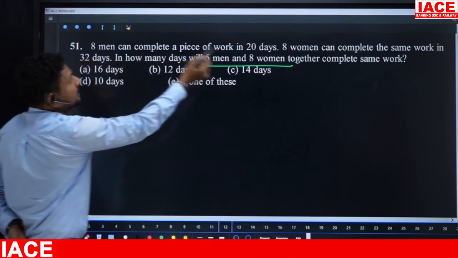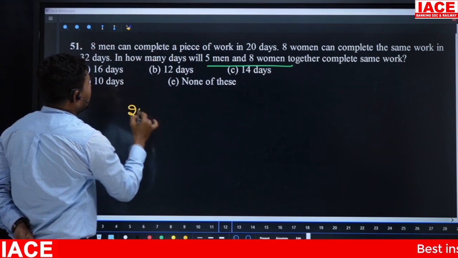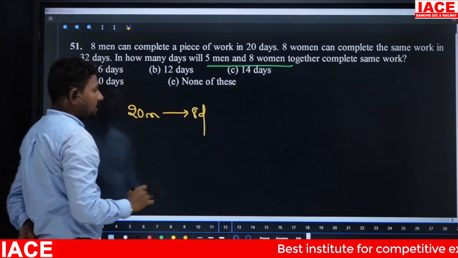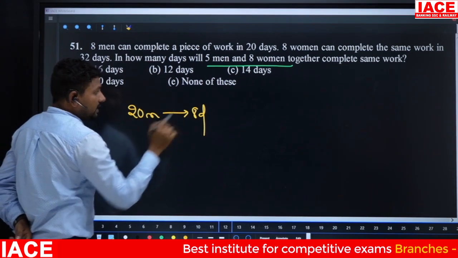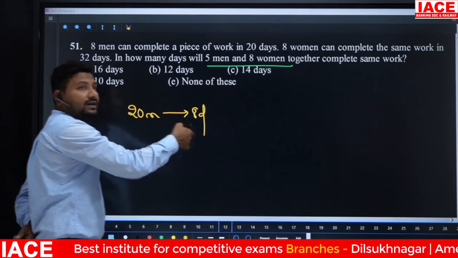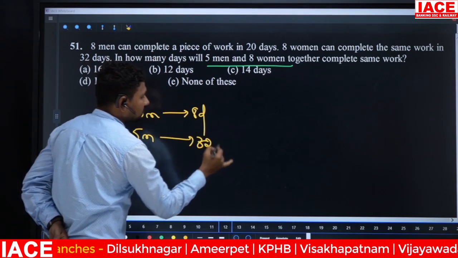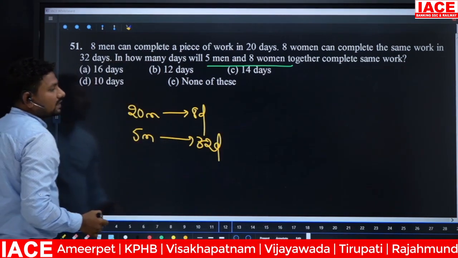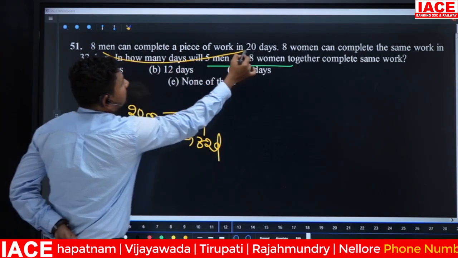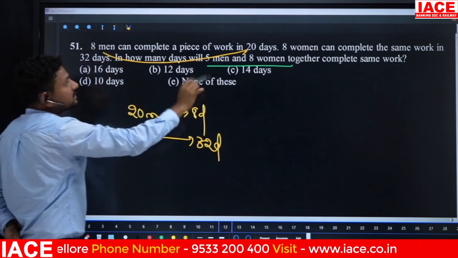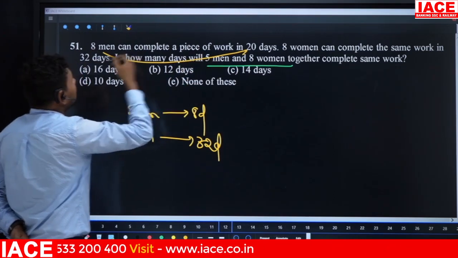8 men can complete a piece of work in 20 days means 20 men complete the work in 8 days. Then 20 men complete the work in 8 days means 10 men complete the work in 16 days, so 5 men complete the work in 32 days. These 8 men I am converting to 20 men, and the 20 days to 8 days. So 8 men 20 days means 20 men 8 days.